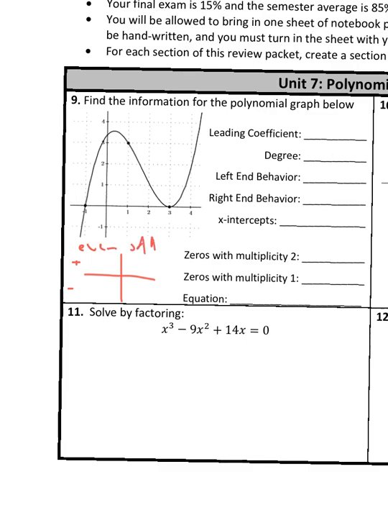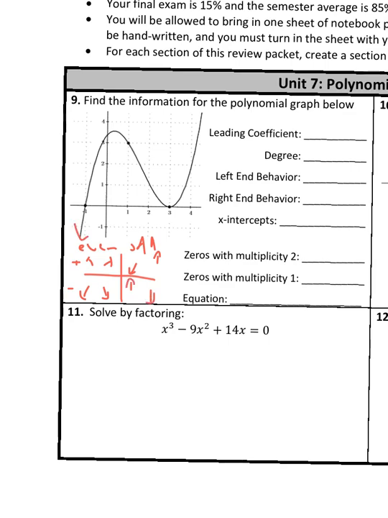So if it's even and positive, the end behaviors are both pointing up. Even and negative, the end behaviors are both pointing down. Now when it's odd, one's negative and one's positive, or one's pointing down and one pointing up, one's falling, one rising. So when it's positive, odd, the left is pointing down or falling and the right is rising. When it's odd negative, the left is rising and the right is falling.